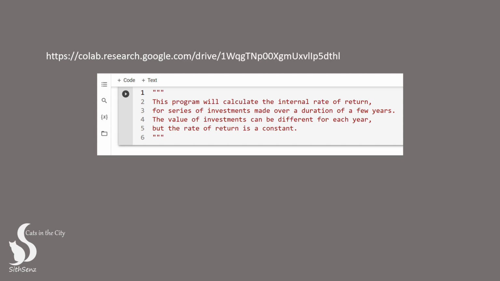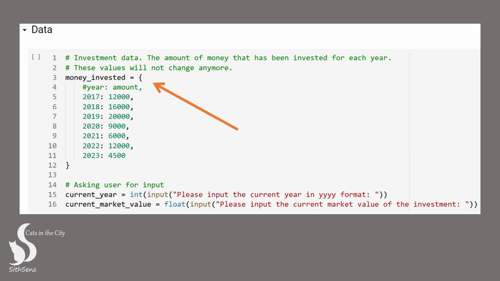As usual, I have included the link to the Colab Notebook in the description. We will go through the code quickly, and I will skip certain parts and focus more attention on the core code. This is the data that we'll be using. The current year and current market value are variables that could change. Hence we used the input method to get the required information from the user.